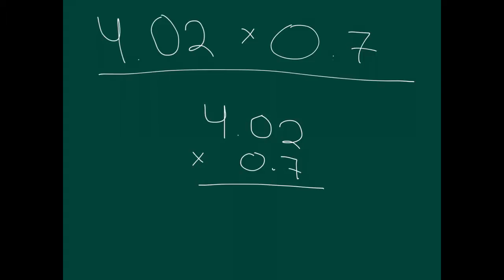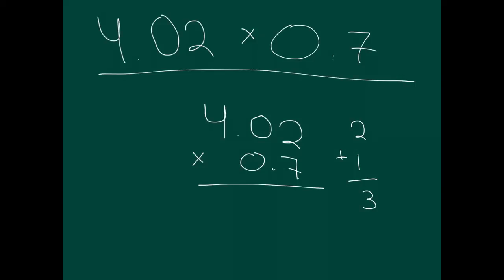In this problem, you will be multiplying decimals. So first you need to see how many decimal places there are. In 4.02, there's 2 decimal places. And in 0.7, there's 1. So you add that together, and that equals 3. And so then you multiply like normal.